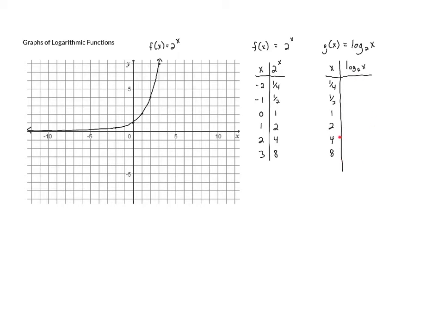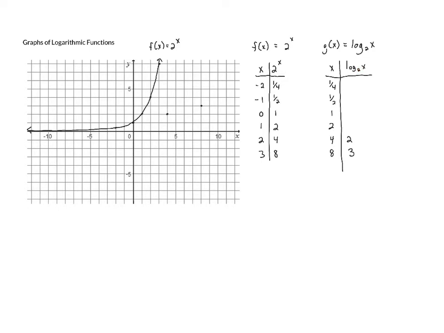Let's actually start at the bottom and work our way up. If we look at log base 2 of 8, that's asking 2 to the what power is 8? And we know 2 to the third power is 8. So that's going to give us the point (8, 3), which is right here. Then if we look at 4, we're asking what power can we raise 2 to get 4? And we know 2 to the second power is 4. So this gives us the point (4, 2) on our graph.